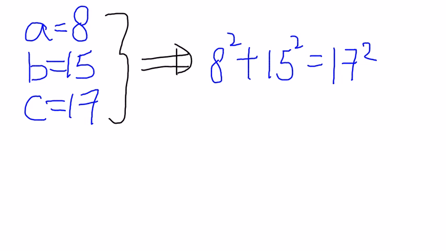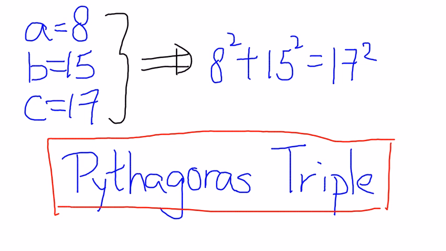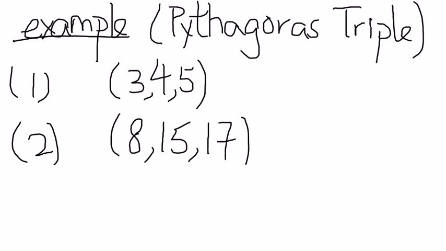So now let's give it a name. Whenever the three values A, B, C are governed by such a relation of Pythagoras theorem, we'll give it a name and call it Pythagoras triple. So we have already seen two examples. The first one is 3, 4, 5. The second one is 8, 15, and 17, respectively.